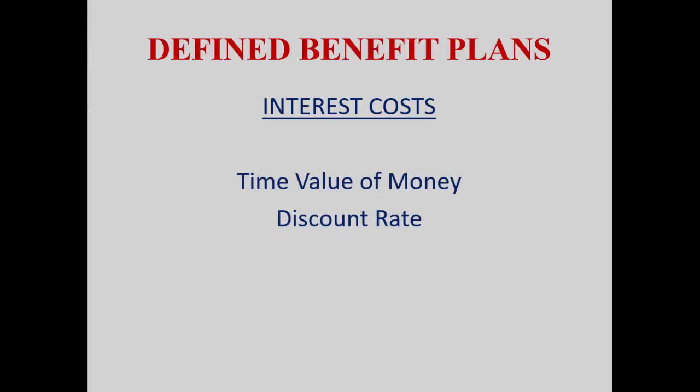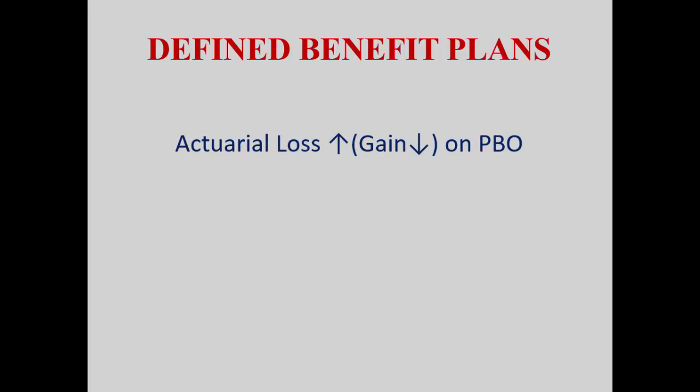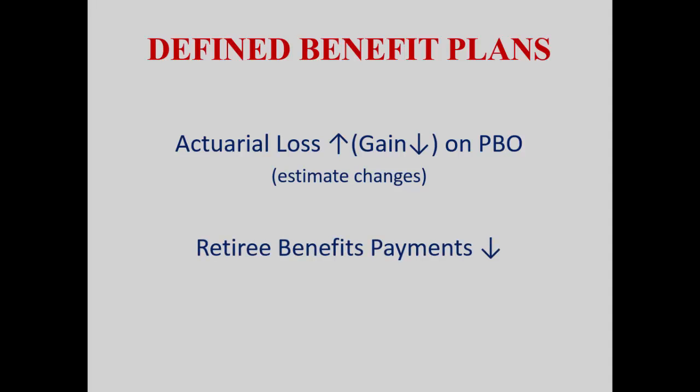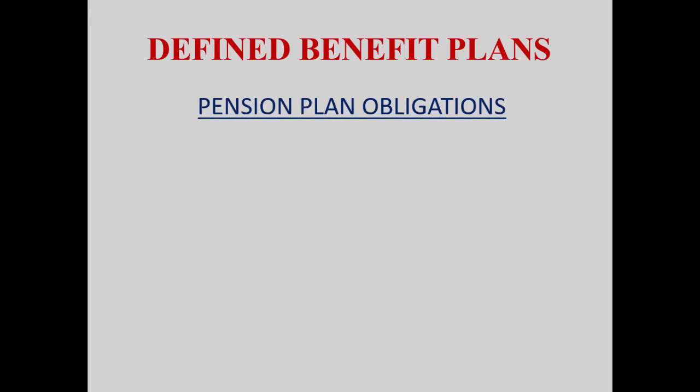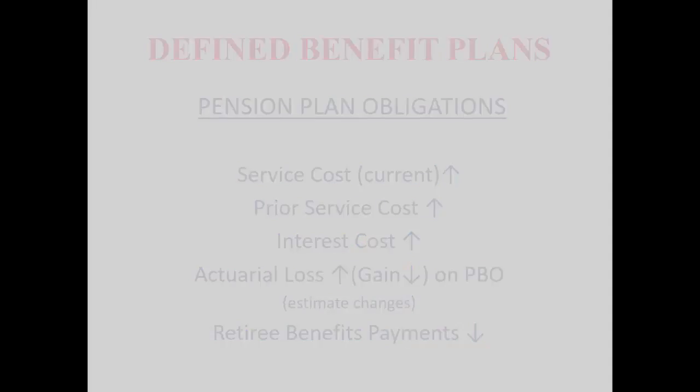Interest costs, this is the time value of money. You'll be given a discount rate. The value will increase over time due to interest. The actuarial losses and gains, these are estimate changes that the actuary makes from year to year. And retiree benefits payments will decrease your obligation because you paid it. So again, to summarize the pension plan obligations, what goes into it. Then we'll look at the pension expense in a different video.